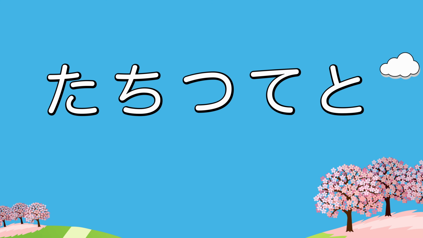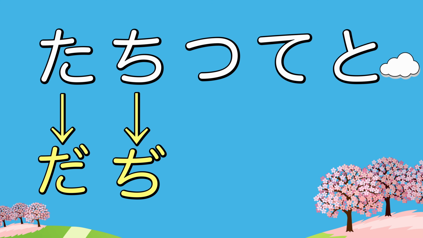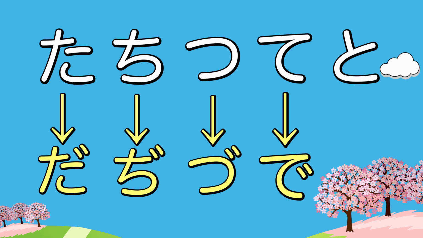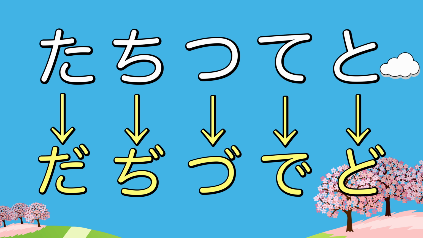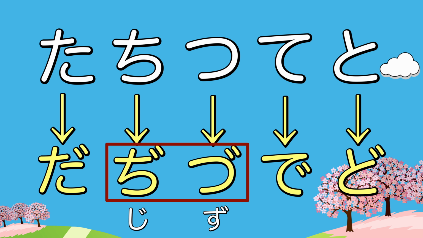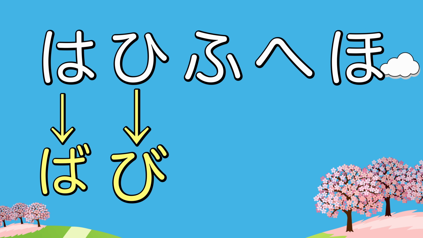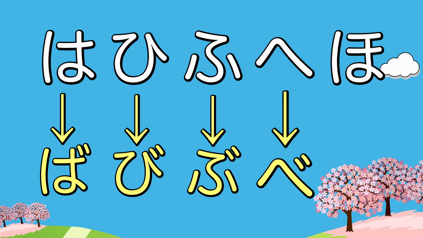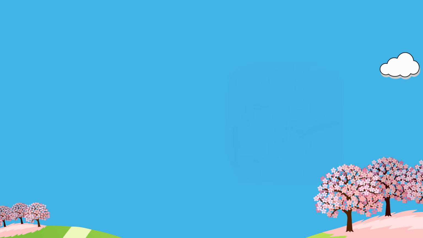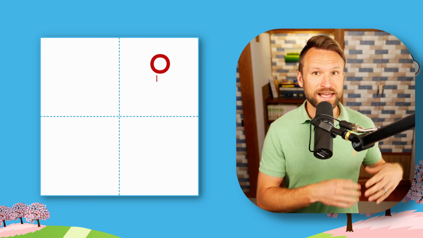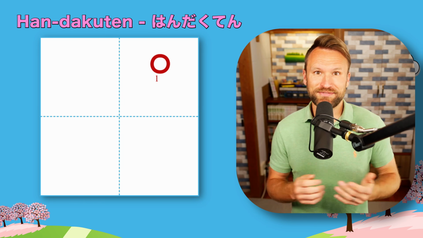だぢづでど Fun fact, the pronunciation of ji and zu are indistinguishable from ji and zu, even for Japanese natives. ばびぶべぼ So now you know 20 more sounds in Japanese. This mark is known as a Han-dakuten or half-dakuten.